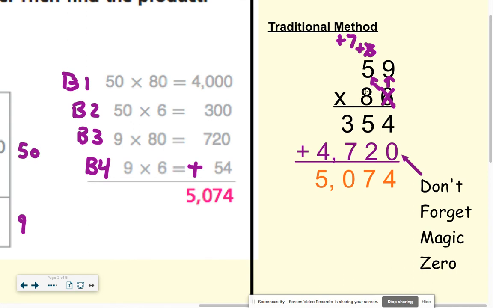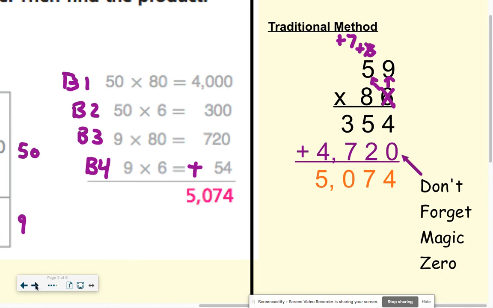8 times 5 is 40 plus 7, we get 47. Then we add our two partial products together and we get our final answer. The big mistake that people make with this method is this magic zero. Whenever you are done with the digit, make sure you put a zero in. This is in the tens place. So we need to start in the tens place with our answers.